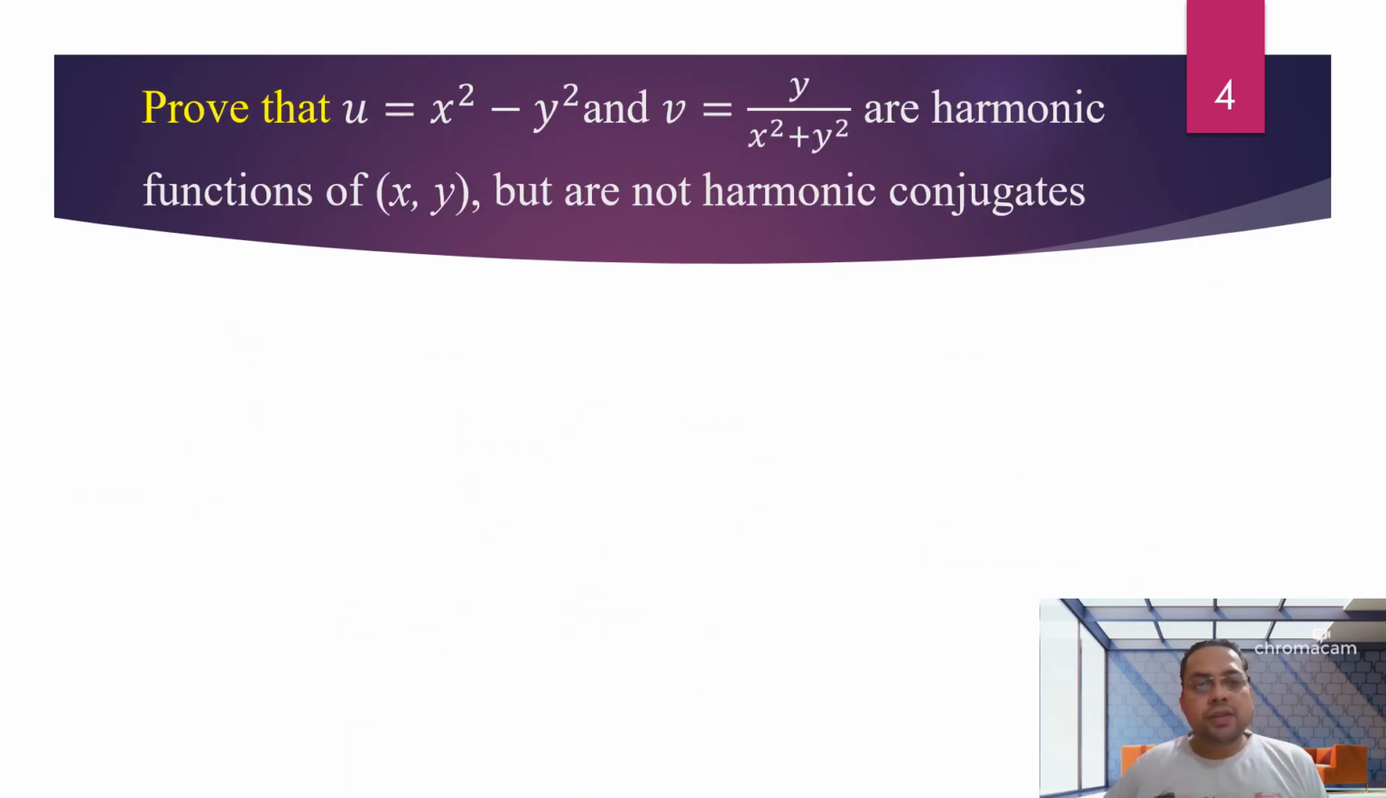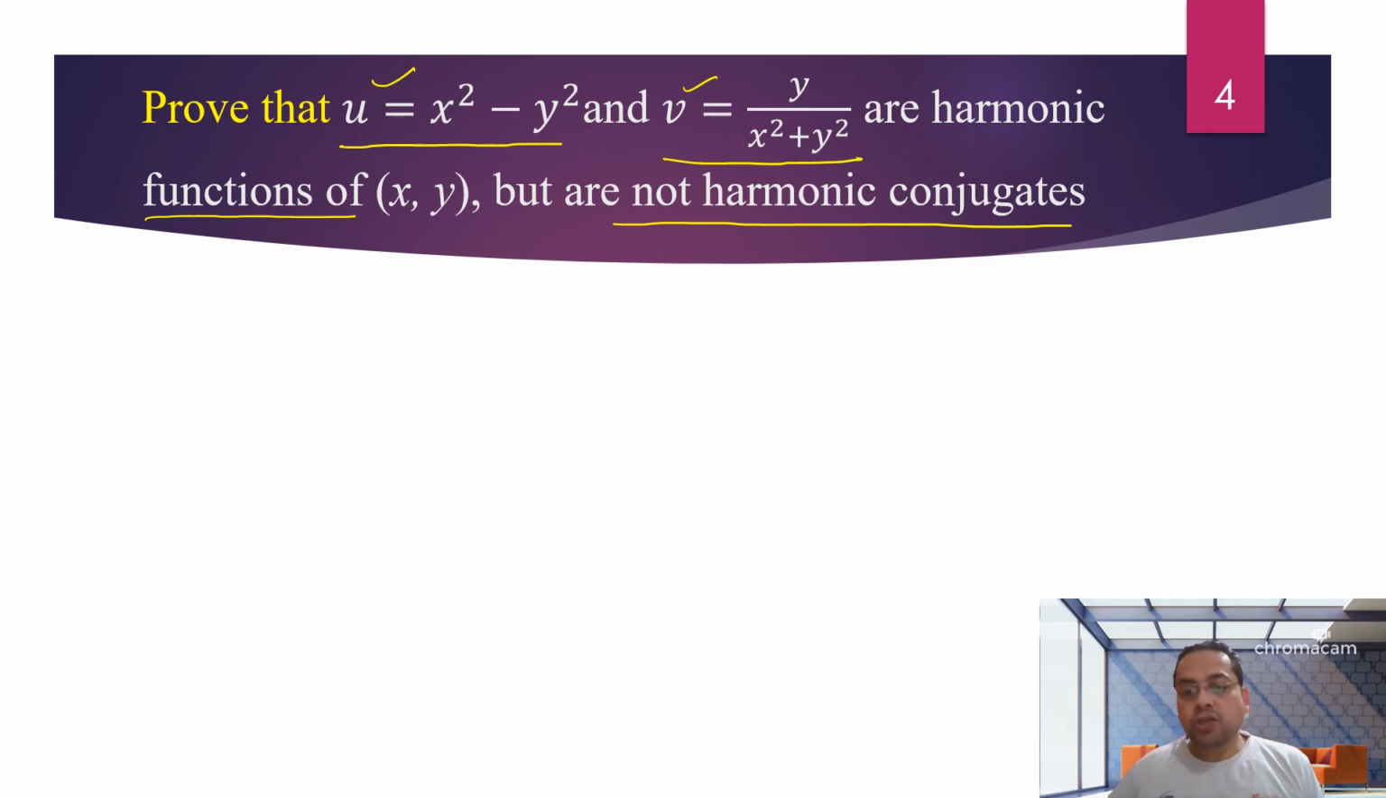Yes, in this question we have to prove that u equal to x square minus y square and v equal to y over x square plus y square are harmonic functions. Harmonic function means u as well as v satisfy the Laplace equation, but both are not harmonic conjugates. That means the formation of u and v is not going to give us an analytic function, that means f(z) equal to u plus iota v, where u and v are according to this question, is not an analytic function.